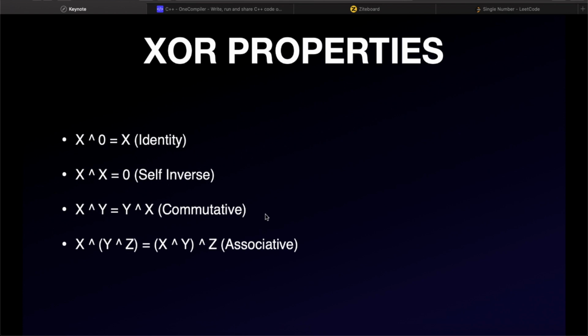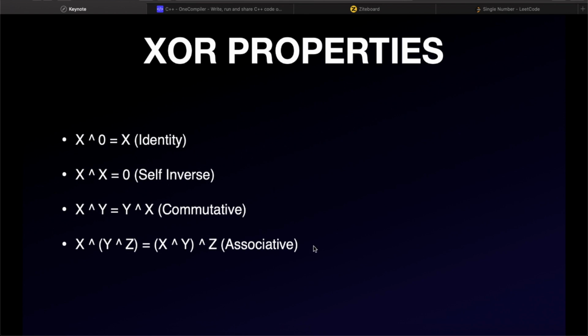Now the third one is very simple. It says that the order in which we XOR the items doesn't matter. So x XORed with y is the same as y XORed with x. So that is the commutative property, which was a very simple one to understand.